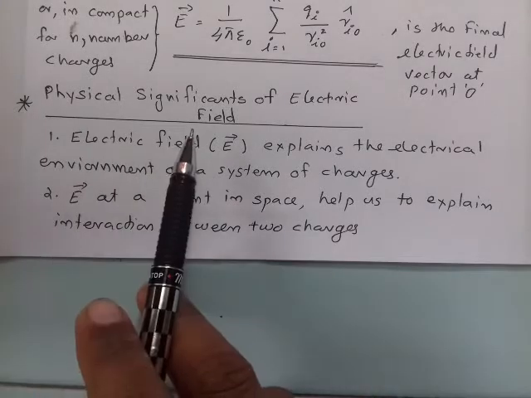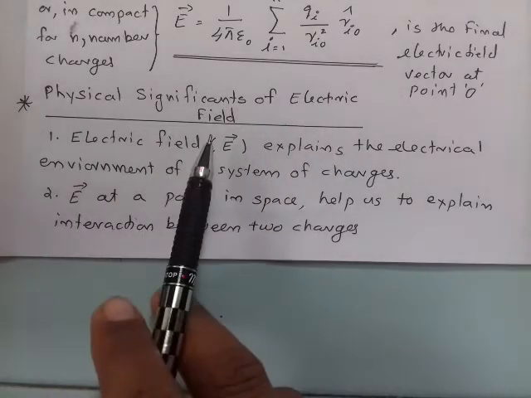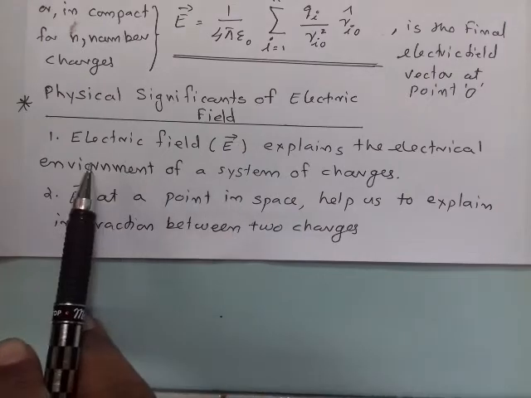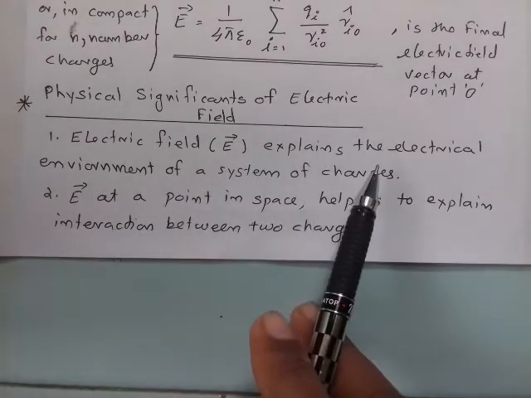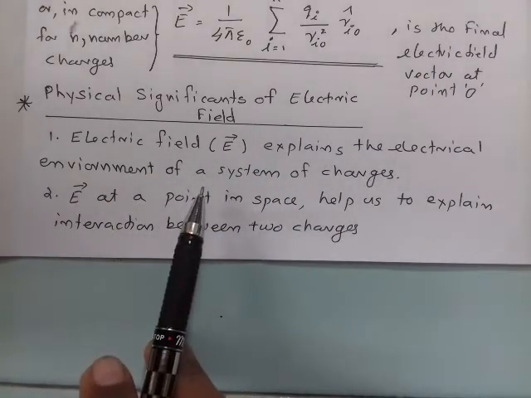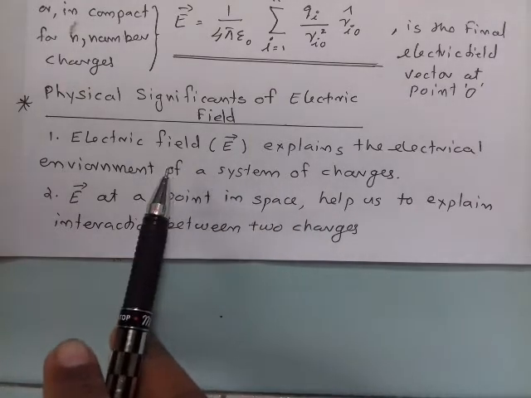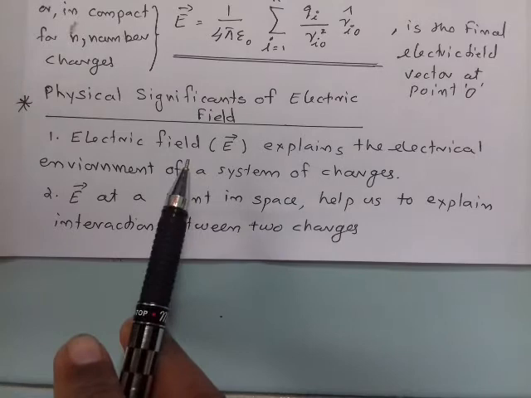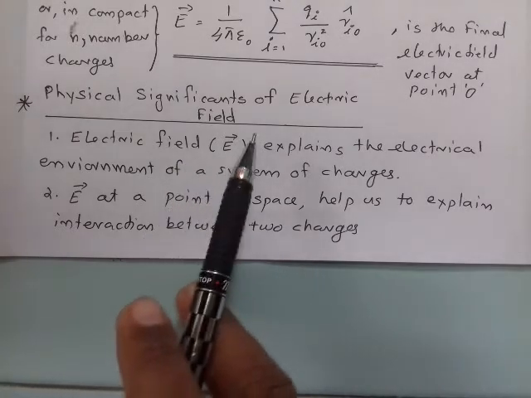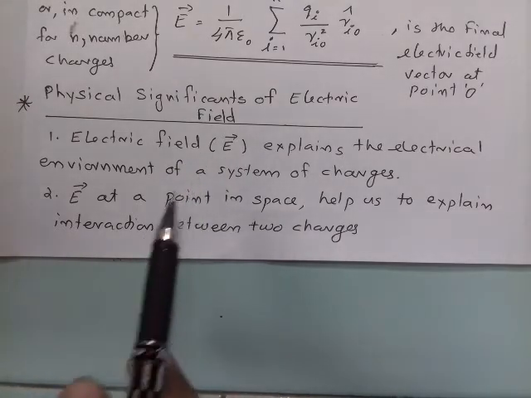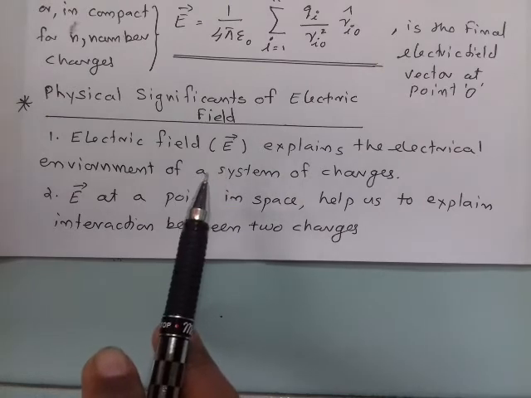Now, physical significance of electric field. The first one is, electric field explains the electrical environment of a system of charges. Whether the field is uniform, whether the field is rising, whether it is falling, whether it is a continuous field, we will get that kind of idea.